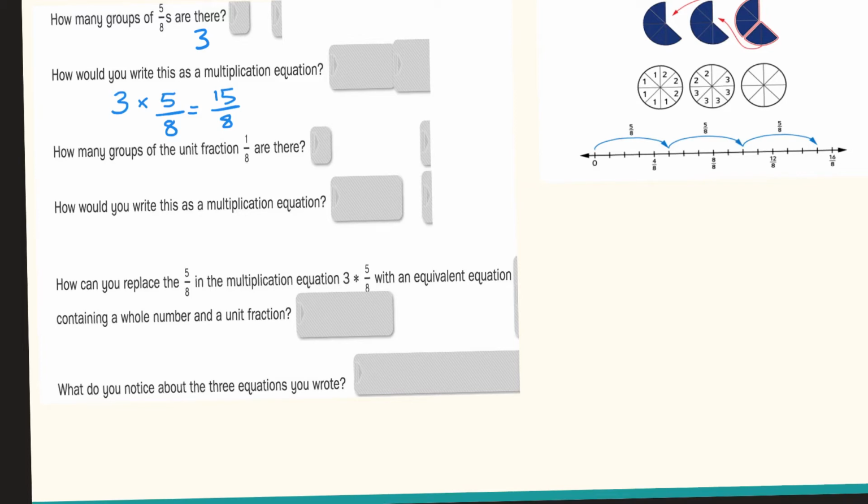So if I wanted to turn this into an equation where we use unit fractions, we would recognize that there were 15 groups, right? Okay, so how would I write this as a multiplication equation? Well, this is just what we were doing in our previous lesson, right? We were doing 15 times 1/8 would equal 15/8.